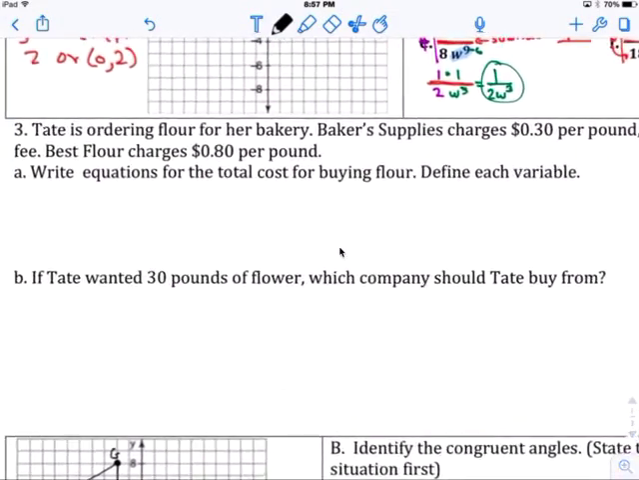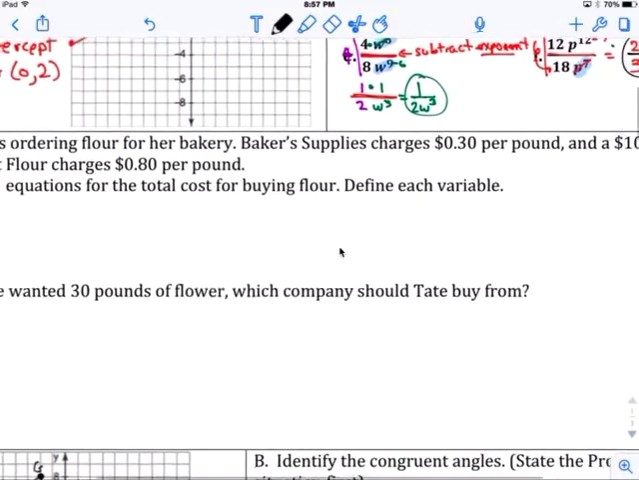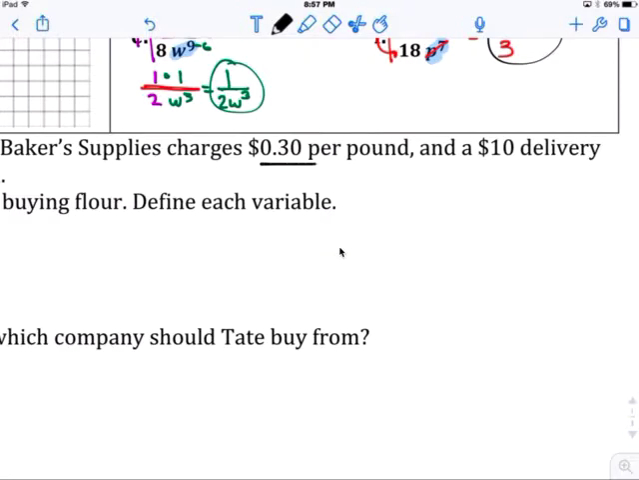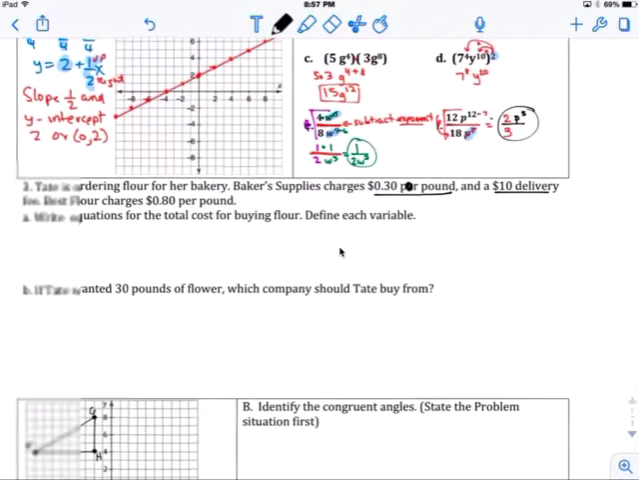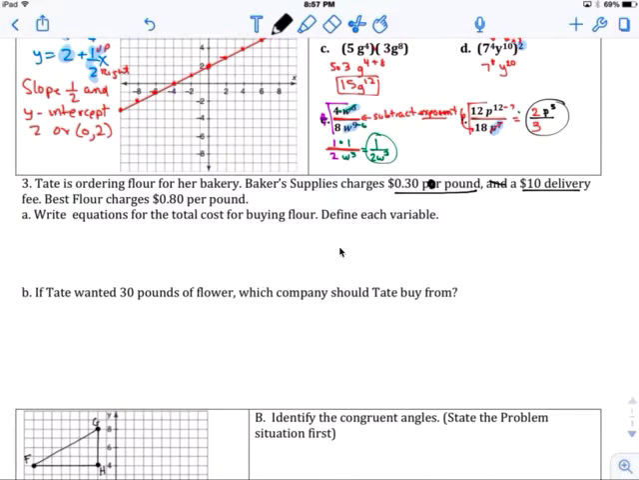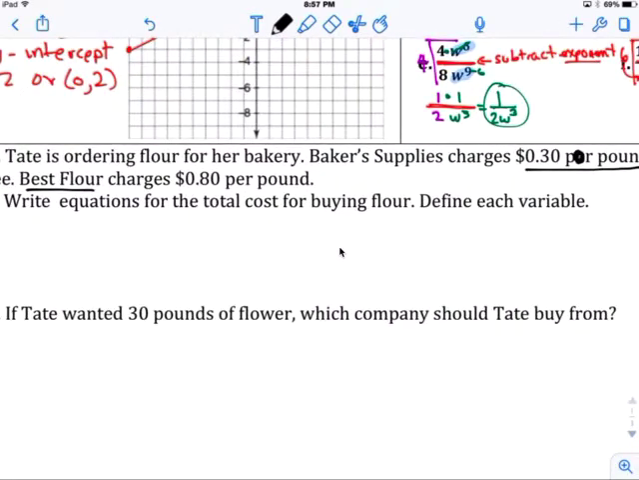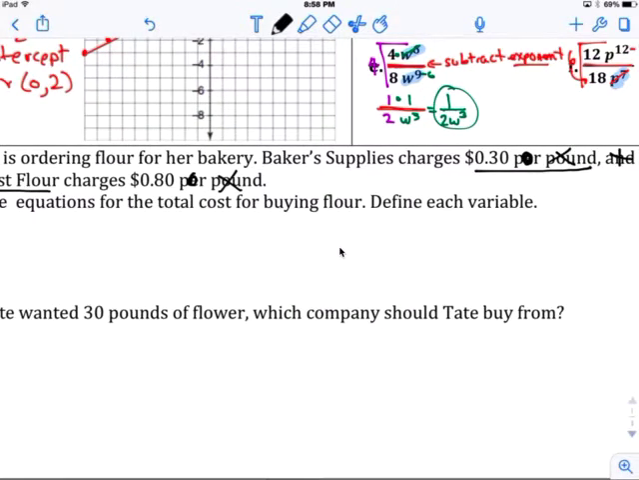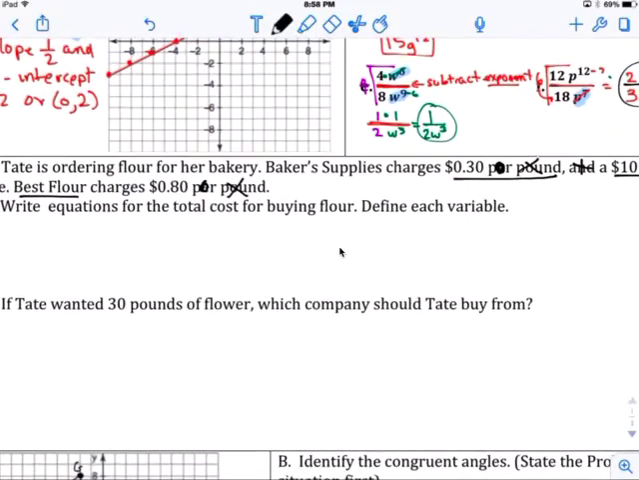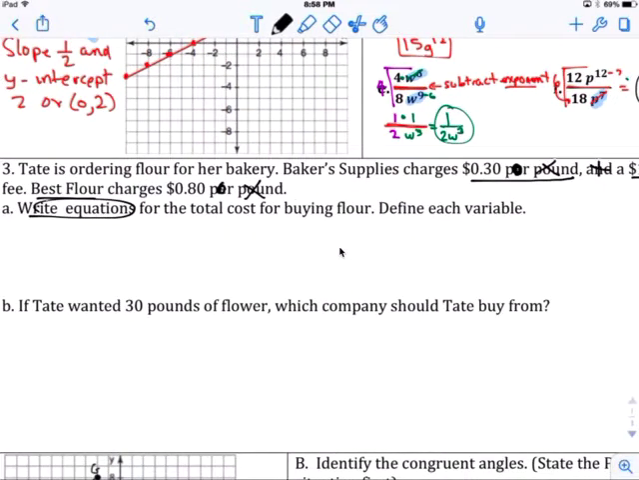Tate is ordering flour for her bakery. Baker's Supply charges 30 cents per pound. Per means times, and a $10 delivery fee. So it's going to be plus. Write an equation for the total cost. Best Flour charges 80 cents per pound. Let x be the number of pounds. Okay, write equations for the cost of buying flour.